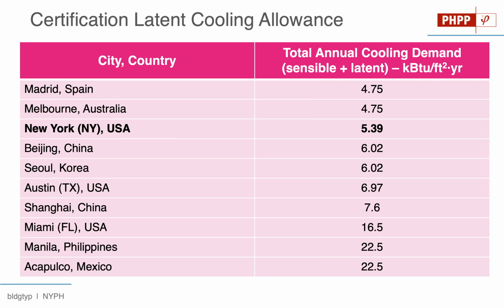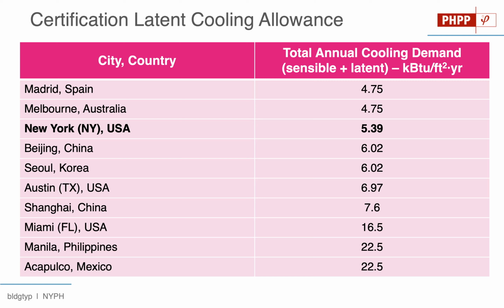If you're in a very dry climate, like the desert Southwest in the United States, or maybe Spain, Melbourne, Australia, you're going to have a total annual demand limit of 4.75. You don't get any additional allowance for dehumidification. It's not really needed in a climate like that.